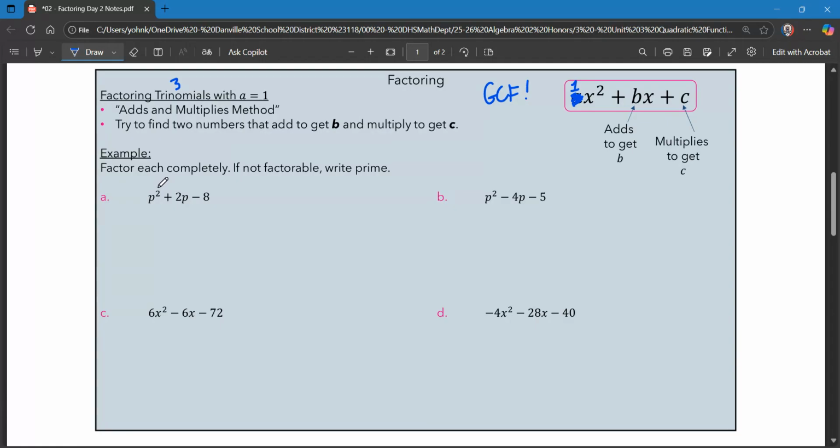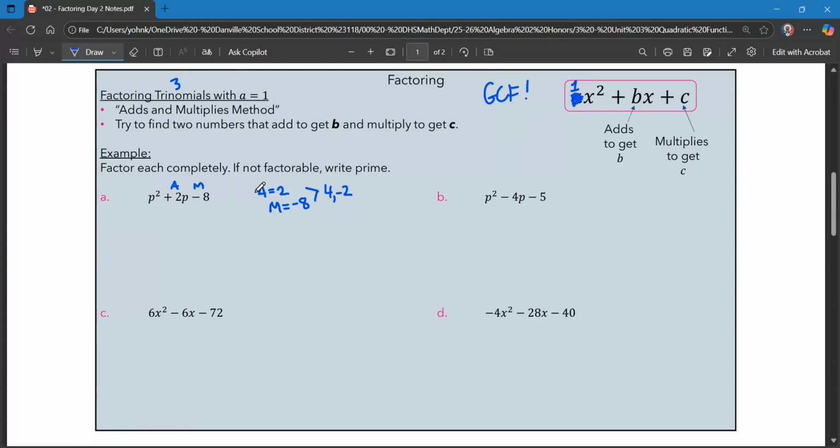So what you're going to do, p squared plus 2p minus 8. We want to find two numbers that add to give me 2 and multiply to get negative 8. So adds to get 2, multiplies to get negative 8. So try to think of two numbers. For instance, 4 and negative 2. If I multiply 4 times negative 2, you get negative 8. If you add 4 and negative 2, you get 2.